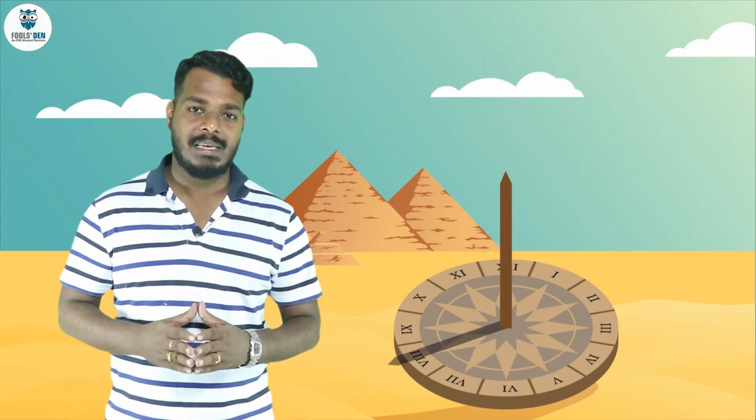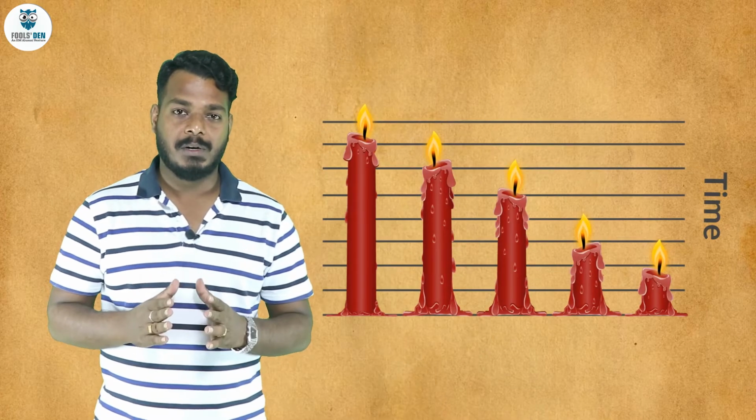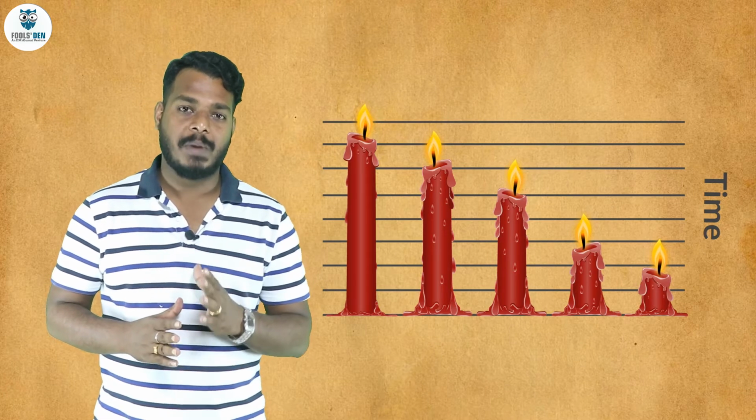But obviously, these devices had a lot of limitations, like they would never work during night or even on cloudy days. And this led to the invention of other new devices like candles and incense sticks that would burn at a predetermined rate to measure time. Also, hourglasses came into existence.